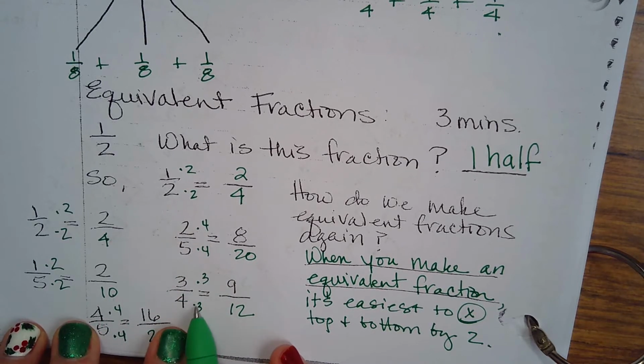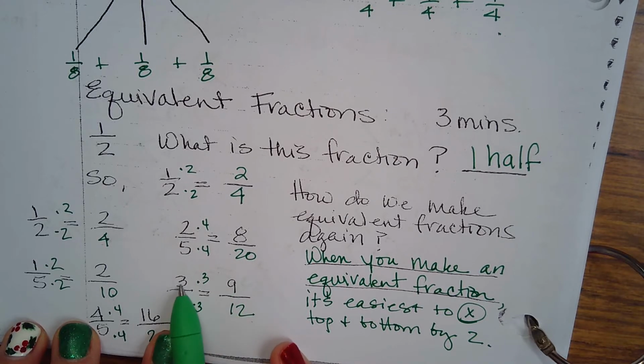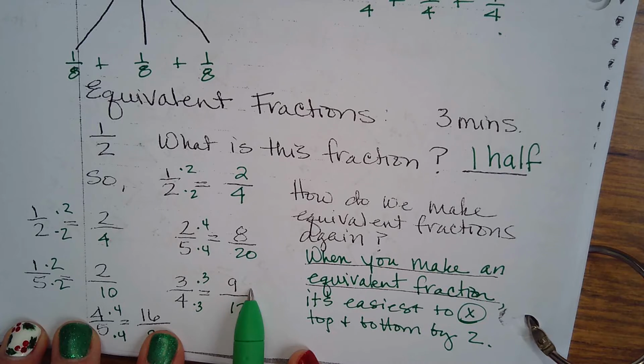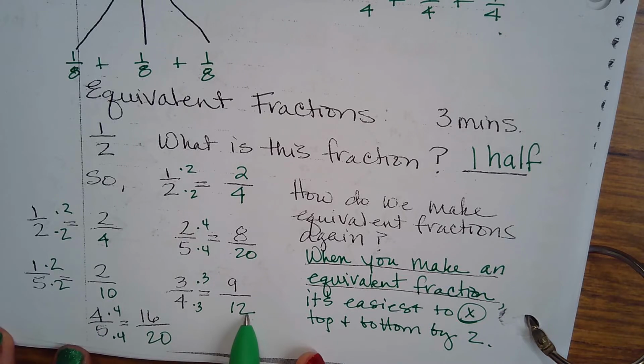Then I have 3/4, and my equivalent fraction I know is 9 on top. So 3 times something is going to give me 9. Well, 3 times 3 is 9. Whatever I do to the top, I do to the bottom, and that's how I get my denominator.